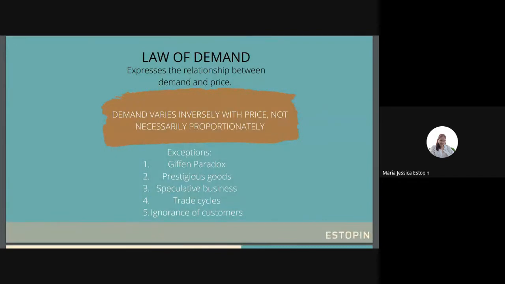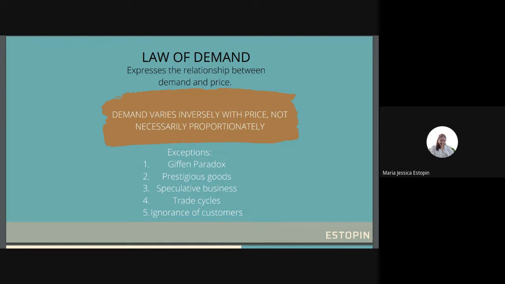The law of demand. The law of demand states that quantity purchased varies inversely with price. In other words, the higher the price, the lower the quantity demanded. It varies inversely, not necessarily proportionately. However, there are exceptions to this, which are the following.